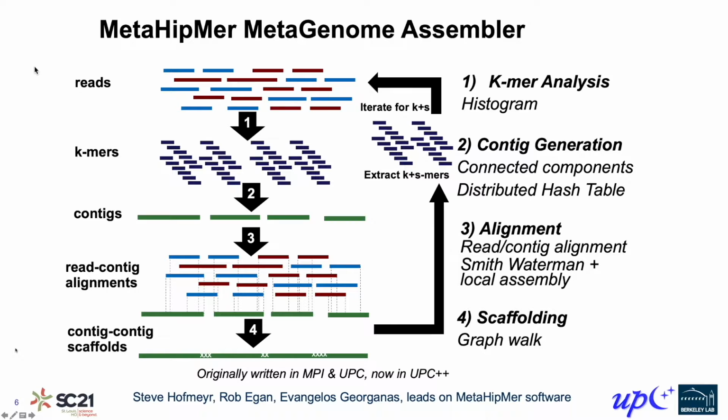These contigs are still relatively short, and we'll use string alignment to align the original input reads back to the contigs and use them to extend the contigs. Part of this step involves a local version of this entire assembly pipeline performed on a set of reads that map to the same contig in order to resolve the ambiguities. The last step, called scaffolding, is a kind of graph walk to connect the contigs together and resolve any branches.